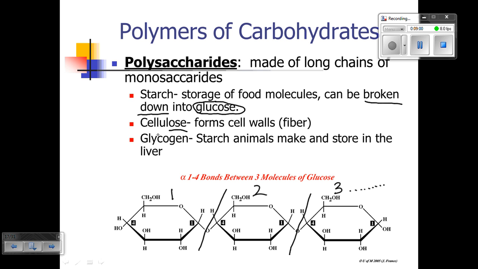And the last type of polysaccharide is called glycogen, and that is the starch that animals make and store in the liver. That's a very important thing, and we'll get into a little bit more about glycogen when we talk about diabetes later in the year.